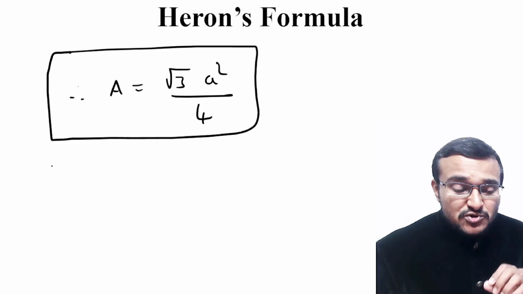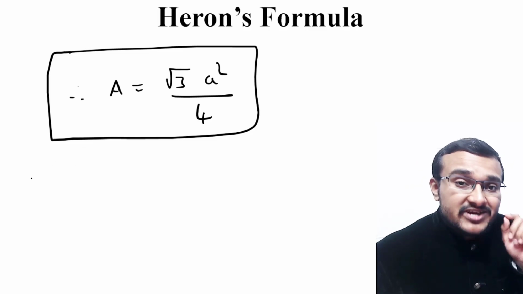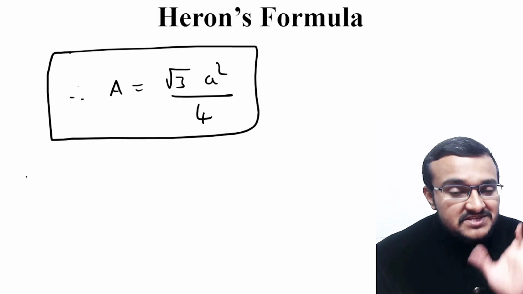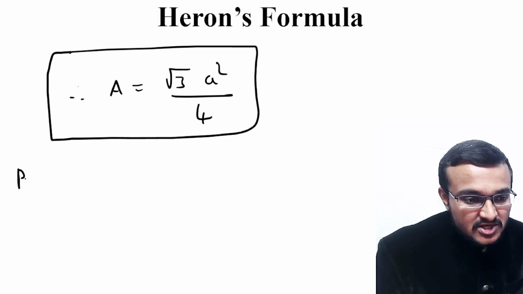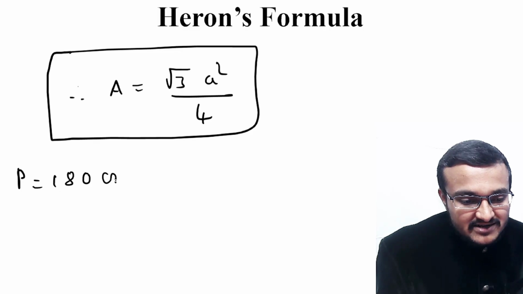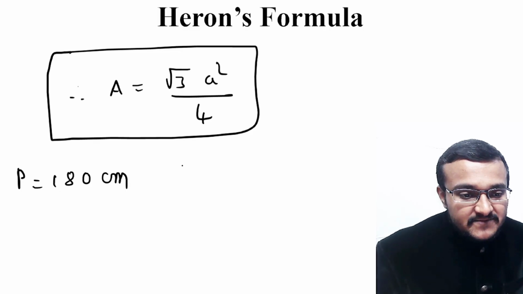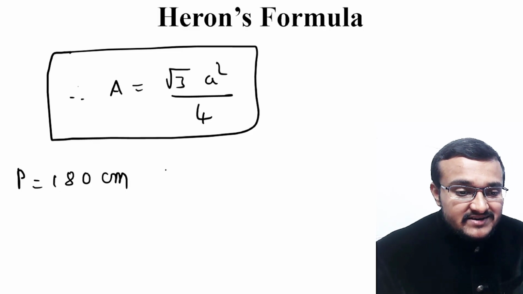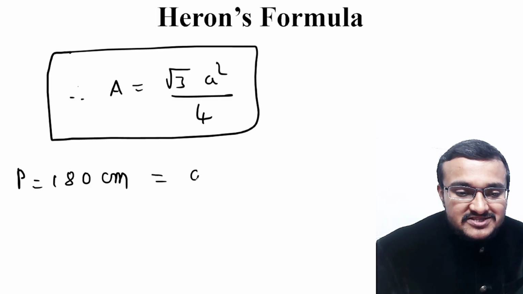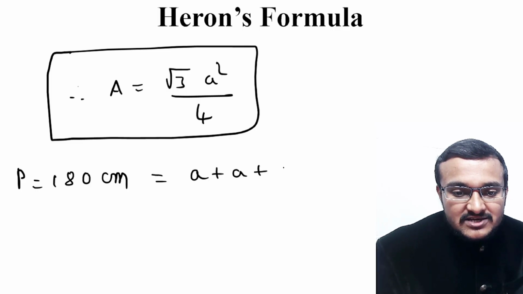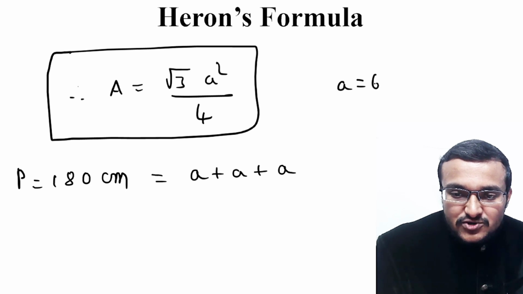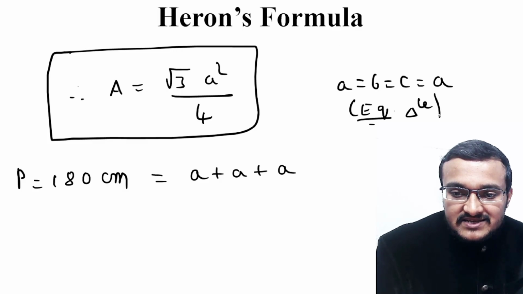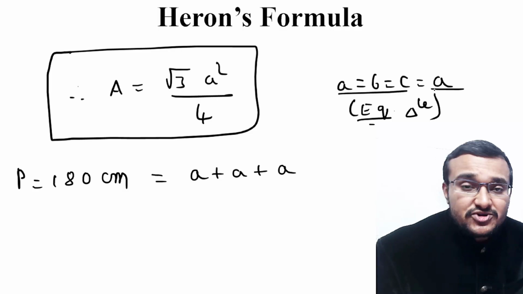Now in the same question they have asked to find out the area if the perimeter of this equilateral triangle is 180 centimeter. Because this is an equilateral triangle, all the sides will be equal to A only. So A is equal to B is equal to C is equal to A, because this triangle is an equilateral triangle, so all three sides will be equal to A.